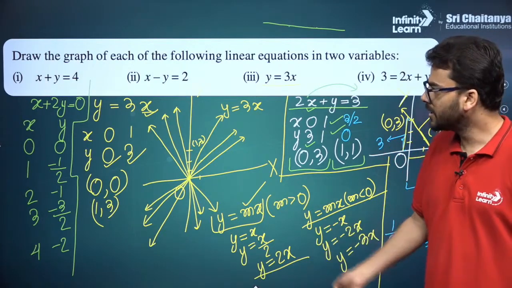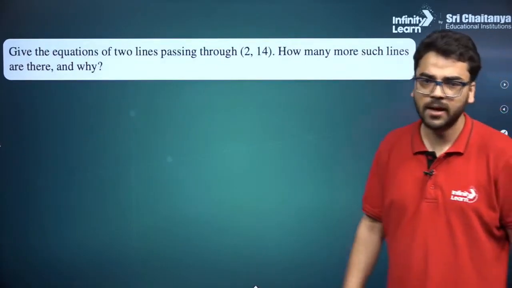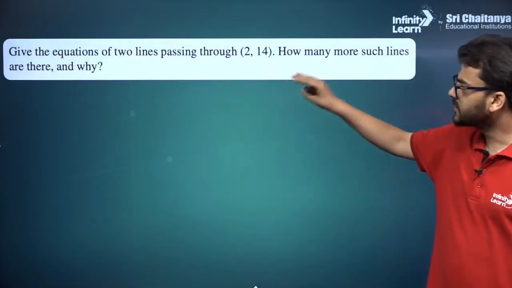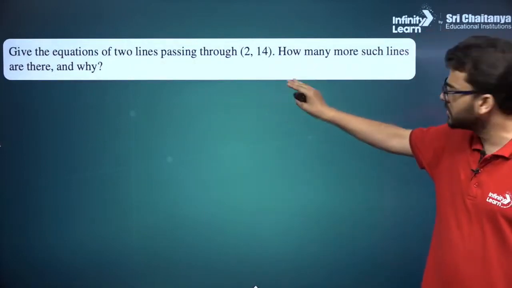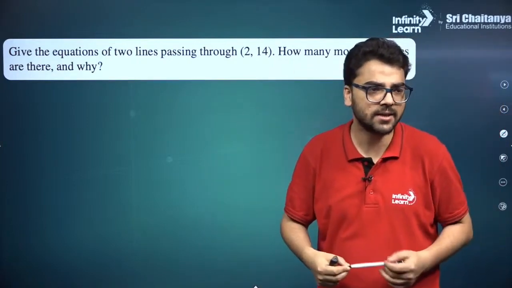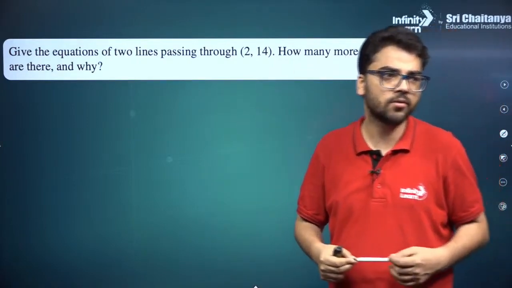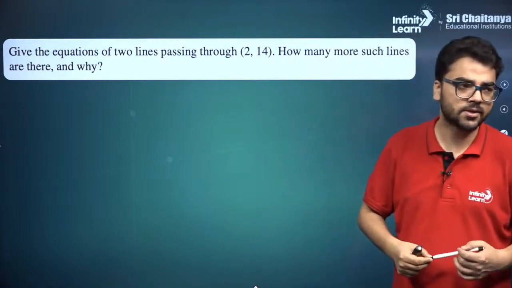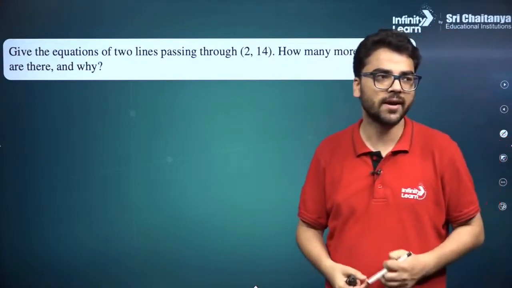Okay. Let's do some different questions over here. So give the equations of two lines passing through this point and how many more such lines are there and why. Can you tell the answer to this question? Sweetie, Thakurji, Bimla. Just try to do this one and let me know the answer over here, guys.